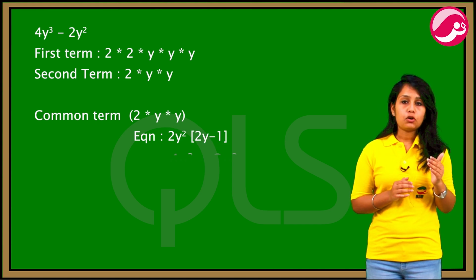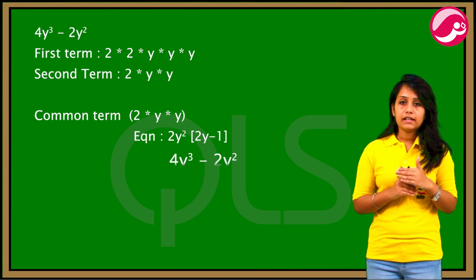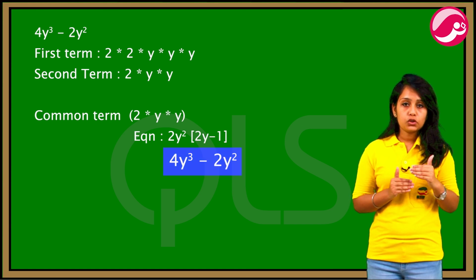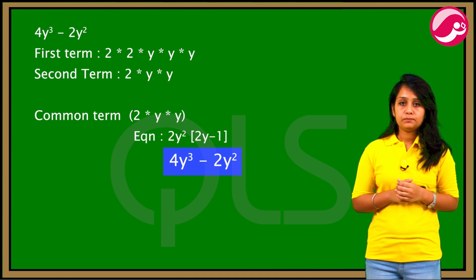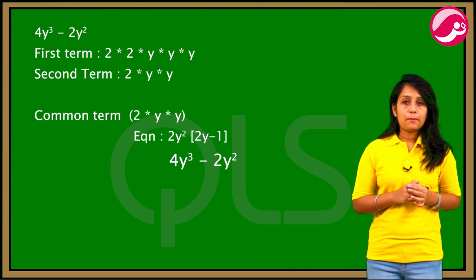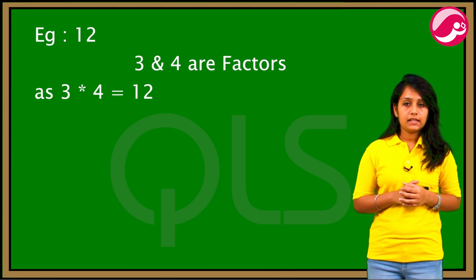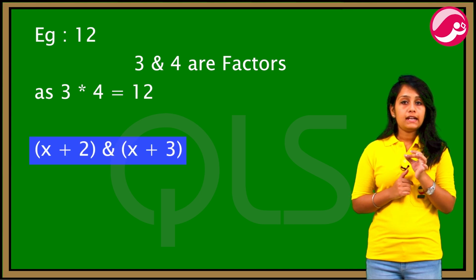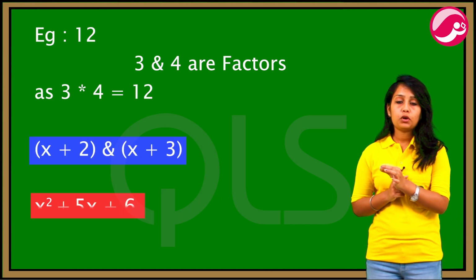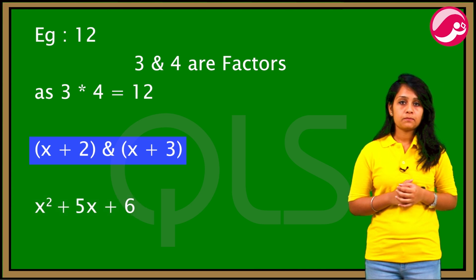Hence we can see that on multiplying 2y square and 2y minus 1 we are getting the polynomial 4y cube minus 2y square. So these are the factors of this polynomial. Now taking the example of 12, 3 and 4 are its factors because on multiplying them we get 12. Similarly, x plus 2 and x plus 3 are factors of a polynomial x square plus 5x plus 6.